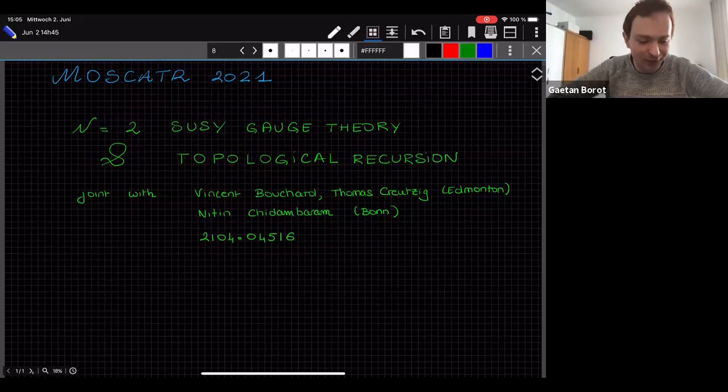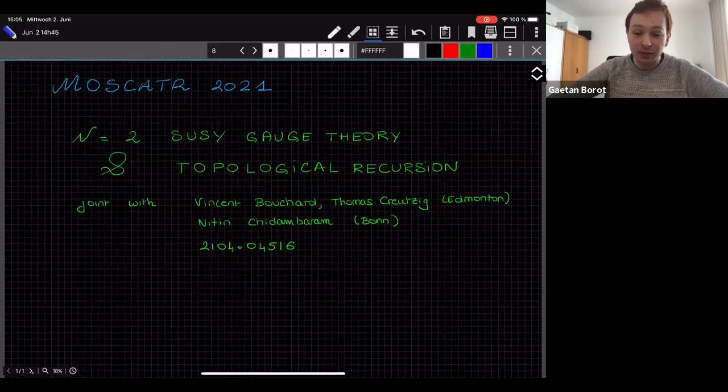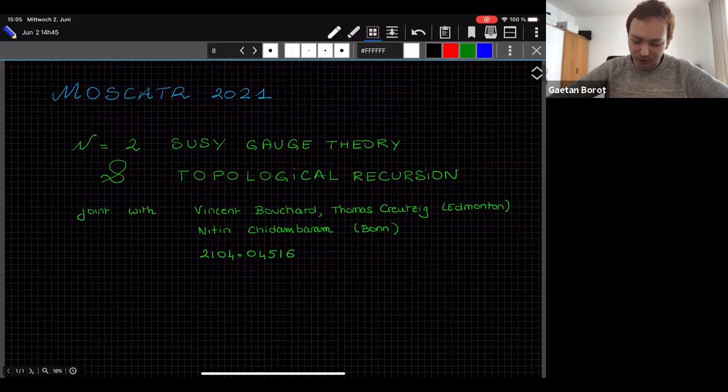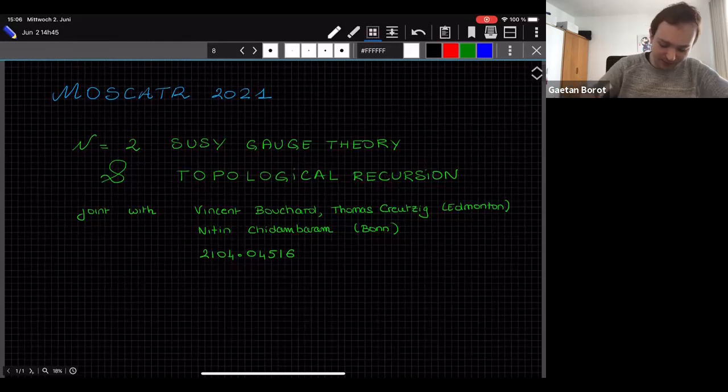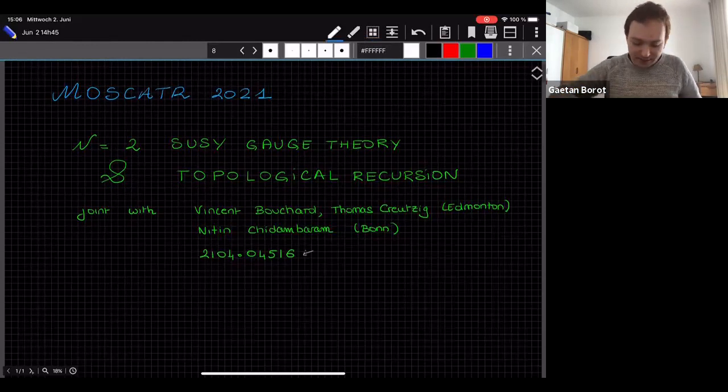I would like to thank all the organizers in Moscow for organizing this and also inviting me to talk. So I will talk about a joint recent work with Vincent Bouchard and Thomas Kreutzig in Edmonton, and as well as Nitin Chidambaram in Bonn. So this is in this arXiv paper. And the work is about doing computations in N=2 gauge theories using topological recursion.